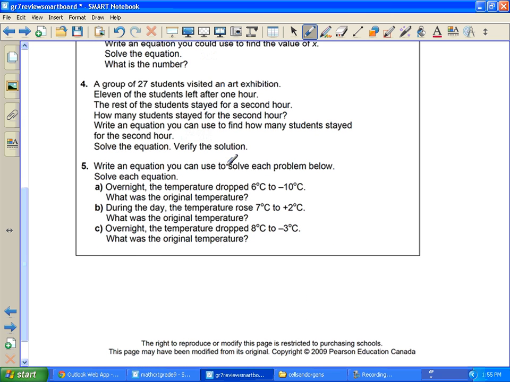Okay. One last thing about doing these. Whenever you're doing them, make sure you look for some of these key words here, like this one here. It says, write an equation you can solve for each problem below. So it said, overnight the temperature dropped 6 degrees to -10. So whatever the temperature was, it dropped 6 degrees. So the temperature was x. It went down 6 degrees to -10. So the answer is -10.